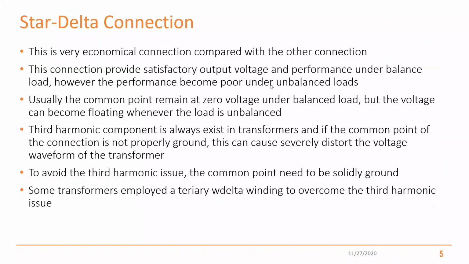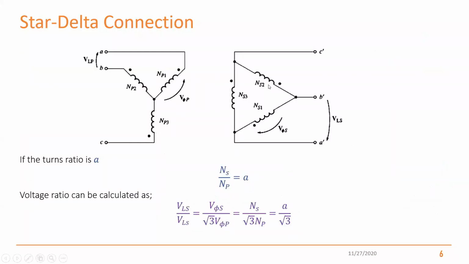Now let's move on to the next part, which is the star delta connection. You can see the star delta connection is like this. This is the star connection, and this is the delta connection. Again you have to consider the turns ratio. The turns ratio is, as earlier, the secondary turns divided by the primary turns. Then if you calculate the voltage ratio, VLS divided by VLP.